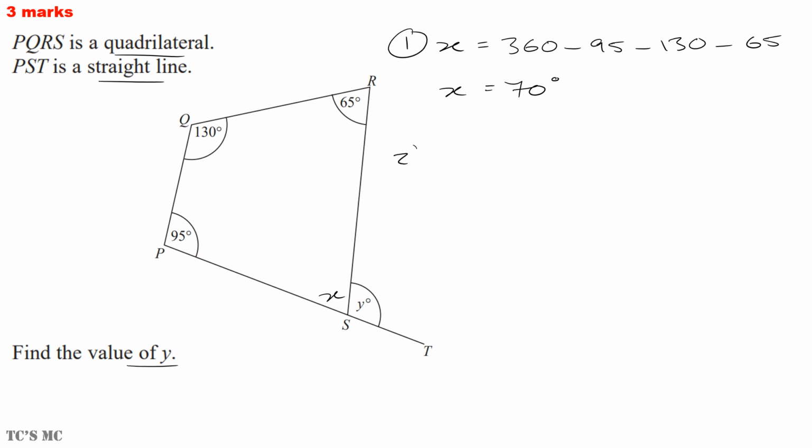For step 2, angle X and Y are together on a straight line. So angle Y is 180, subtract 70. And now we have our second mark. Y is equal to 110. And that is our third mark.